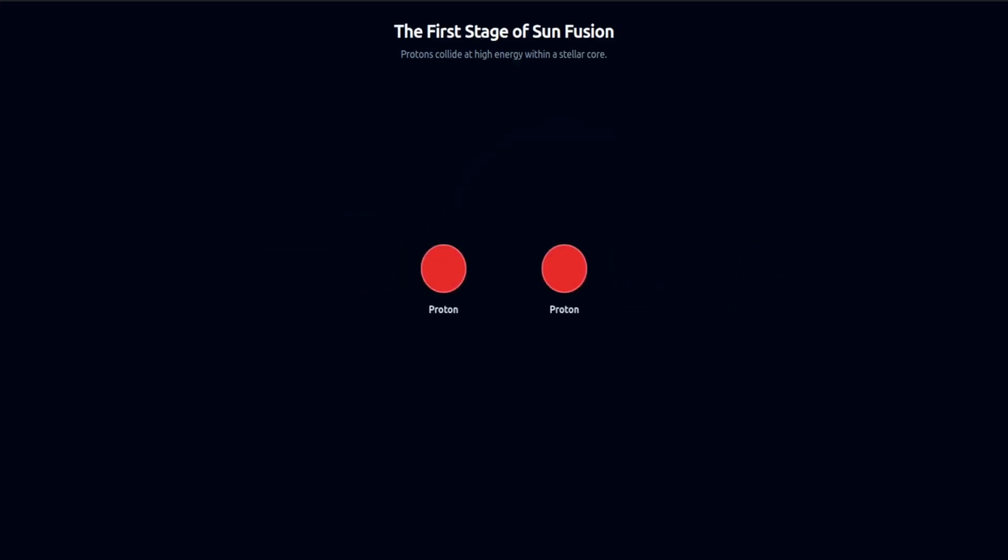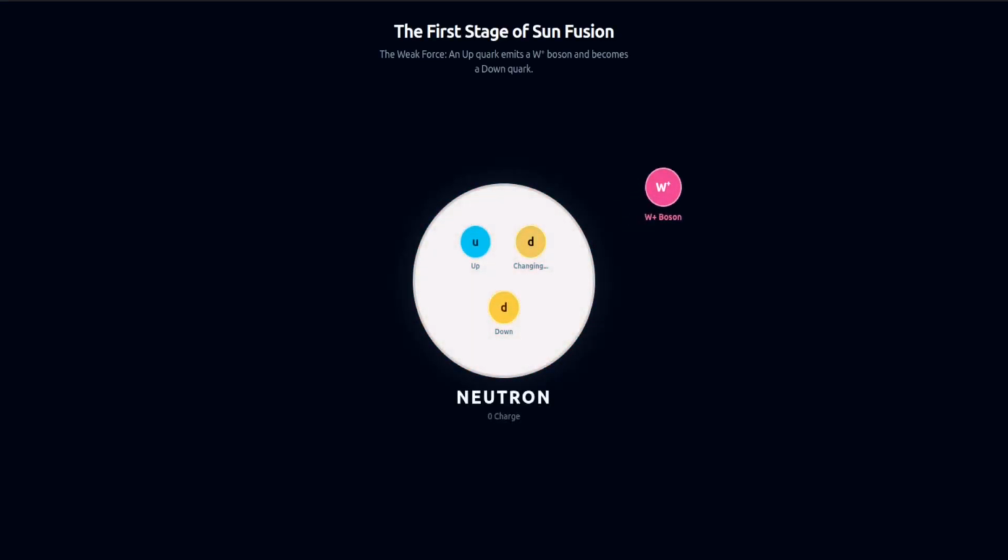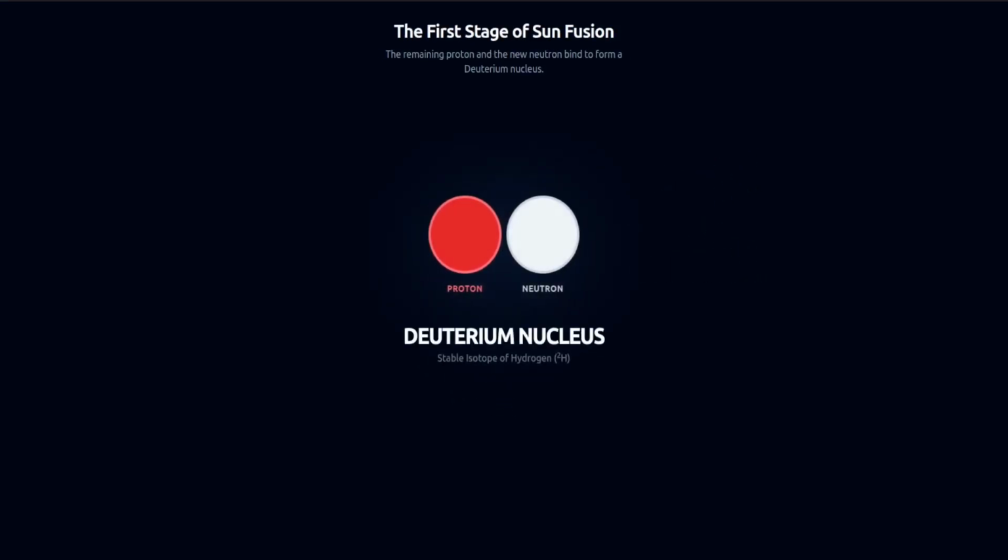During the first stage of sun fusion, 2 protons in the sun's core collide with enough energy to overcome their mutual electrostatic repulsion. At the moment of closest approach, one of the up quarks in one proton emits a virtual W plus boson. By losing a positive charge via the W plus boson, the up quark transforms into a down quark. The W plus boson is extremely unstable and almost instantly decays into a positron and an electron neutrino. The original proton has now become a neutron. This neutron binds with the other proton to form deuterium, a heavy isotope of hydrogen.